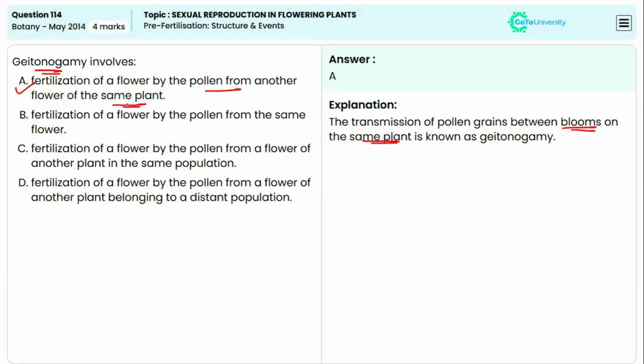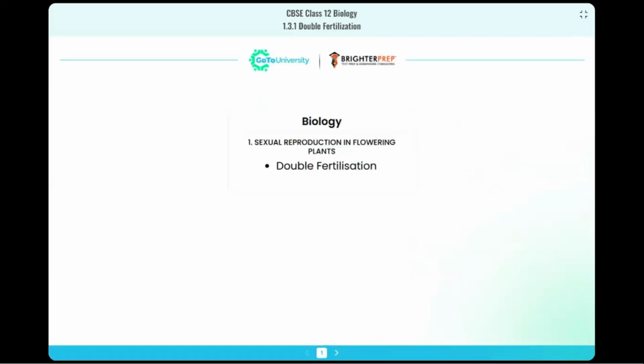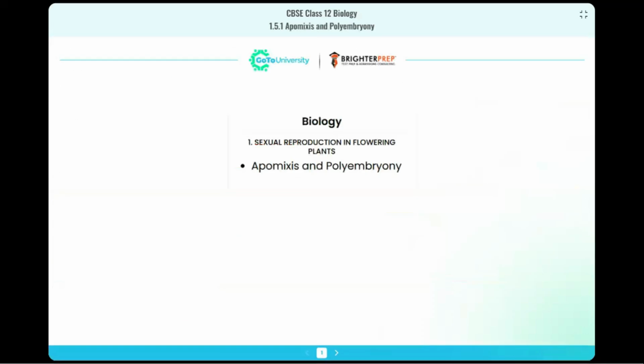So the highlight here is the pollination which is happening in the same flower. Okay, so we had discussed geitonogamy as well as xenogamy, and here we have discussed chasmogamous flowers as well. So xenogamy is the transfer of pollen grains from one plant's anther to another plant's stigma. Now moving to the next question.